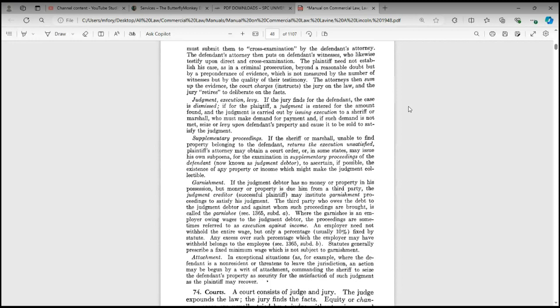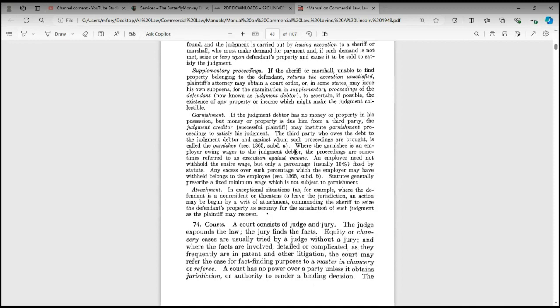Judgment, execution, levy. If a jury finds for the defendant, the case is dismissed. If for the plaintiff, a judgment is entered for the amount found, and the judgment is carried out by issuing execution to a sheriff or marshal, who must make demand for payment, and if such demand is not met, seize or levy upon defendant's property and cause it to be sold to satisfy the judgment.